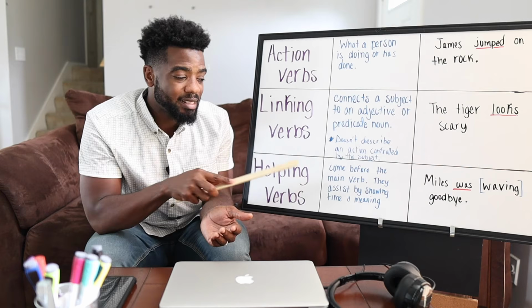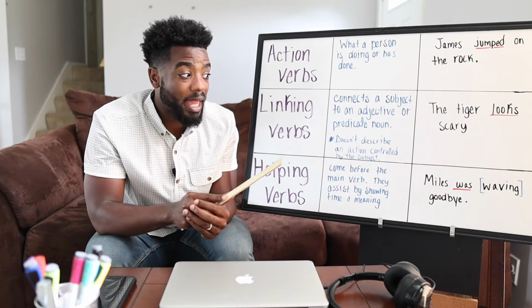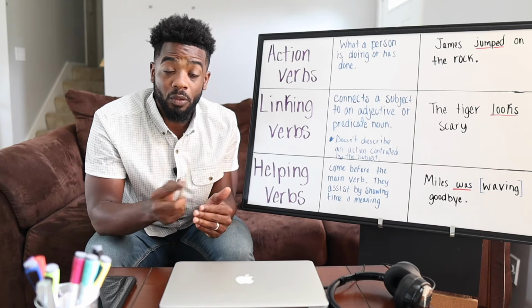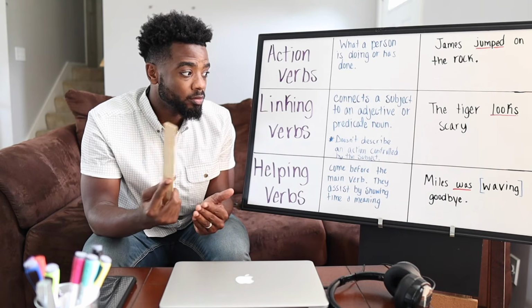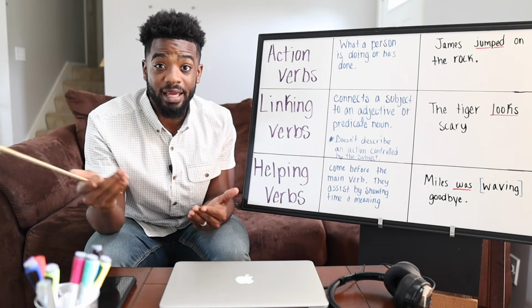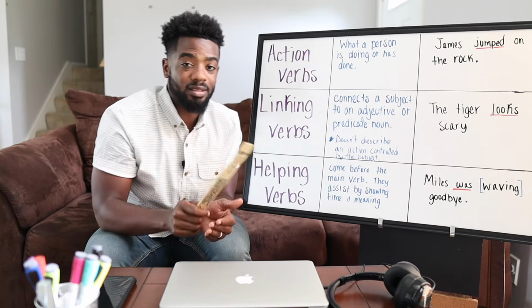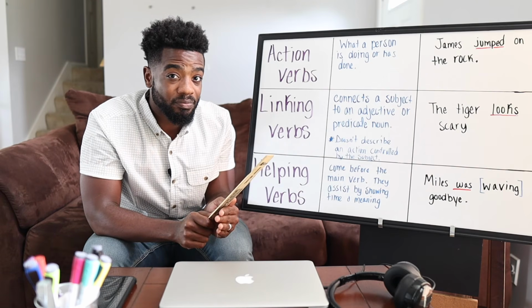Now, did you notice that in that sentence there were 2 verbs? Was and waving. Now, which one is the action verb? Well, since Mr. Miles is actually waving, waving would be the action verb. So that leaves us with the word was being the helping verb.